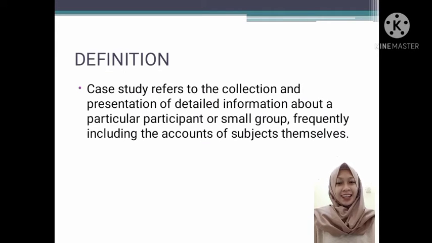Hello everyone. At this time, I want to explain about case study. Case study refers to the collection and presentation of detailed information about a particular participant or small group, frequently including the accounts of the subjects themselves.